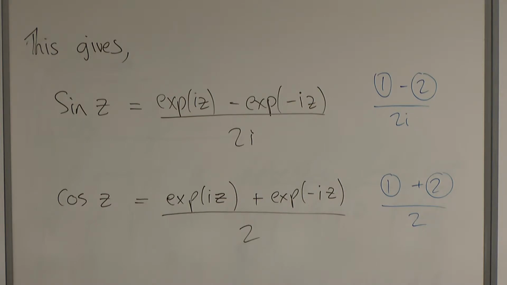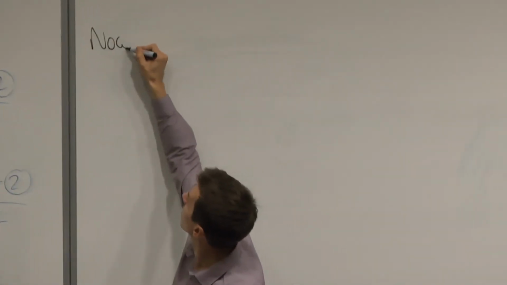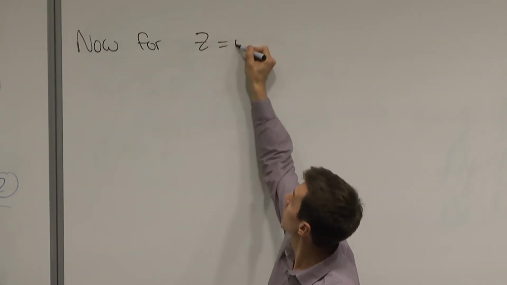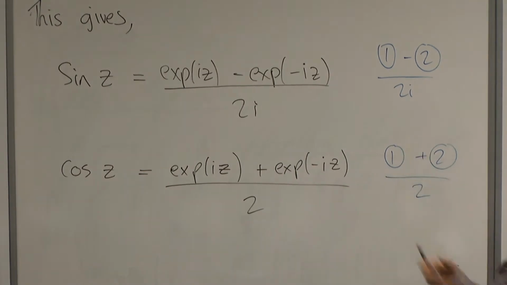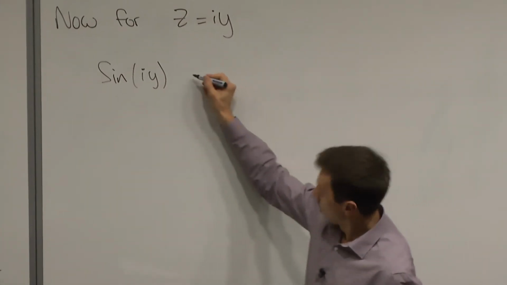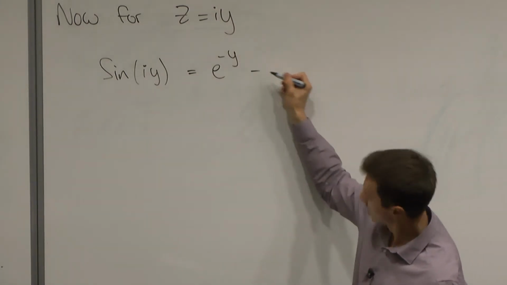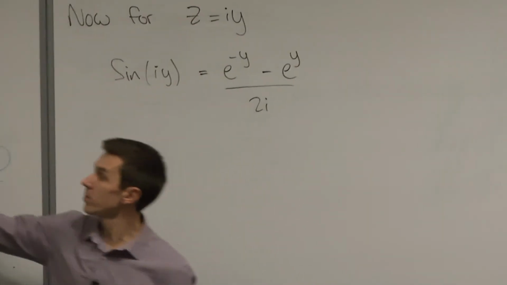What we will do next is we will consider z to be a purely imaginary complex number. So it'll have a 0 real part. Right, so now for z to be equal to just iy, yeah, a purely imaginary complex number, we will write down what we have for sine z and cos z in this case. Yeah. So we get that sine of iy will be e to the minus y minus e to the y over 2i, from this equation. Okay, I'm changing notation, but you know what I mean.